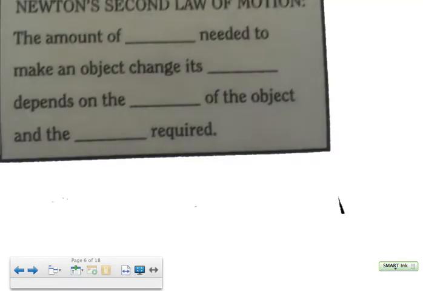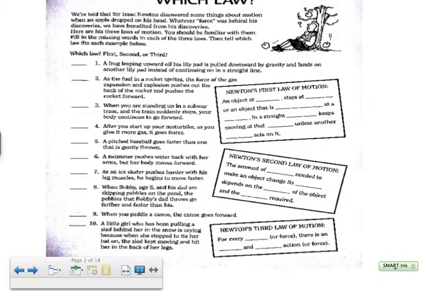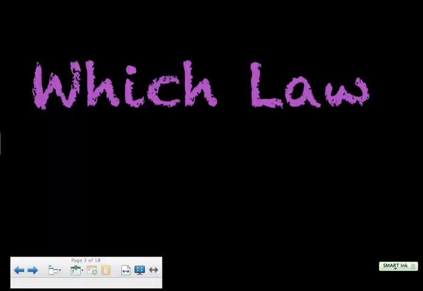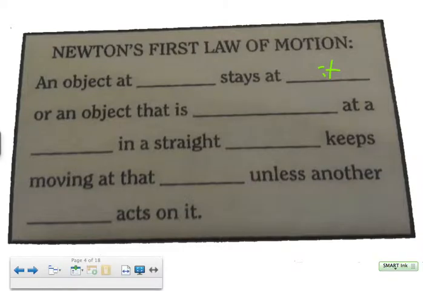Back. My apologies. I thought I cleaned the board. So with Newton's first law, who can help us out with this? Who can help us out? Come on. No, Marcel, I didn't call your name. You had your hand up. Yeah. Come on.